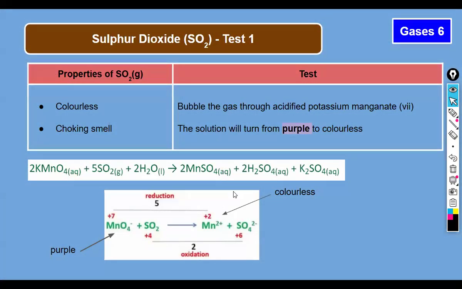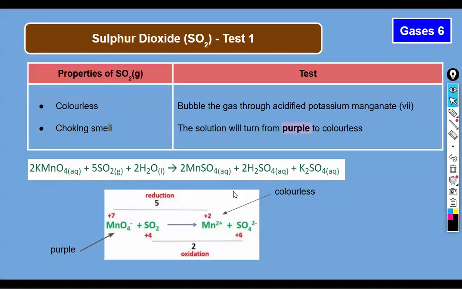So what about sulfur dioxide, right? So sulfur dioxide is SO2. Now, sulfur dioxide is also colorless, but it has a very choking smell. It's a toxic gas, right? It's not something you want to be around. So this here is the test for it. And I'll explain all that madness at the bottom of the screen that looks scary.